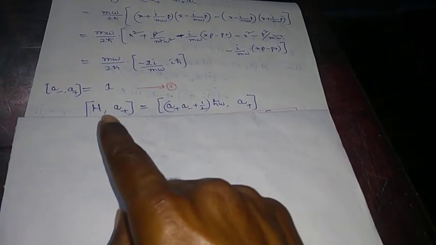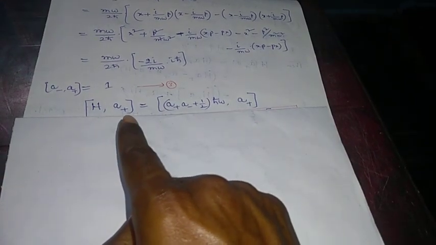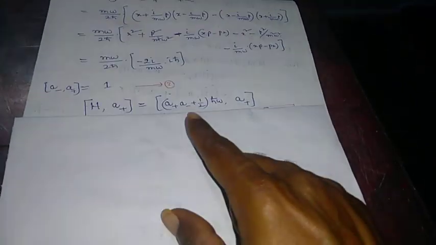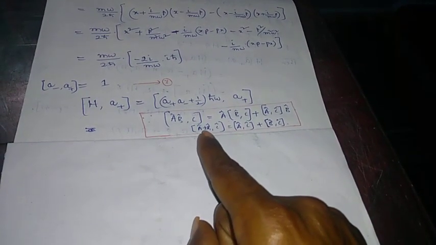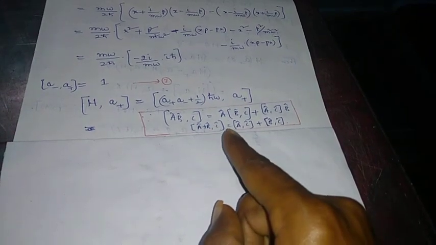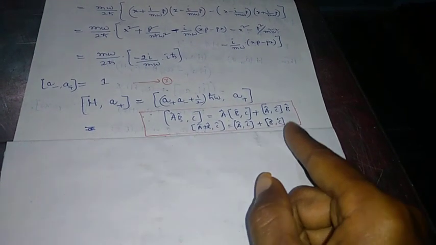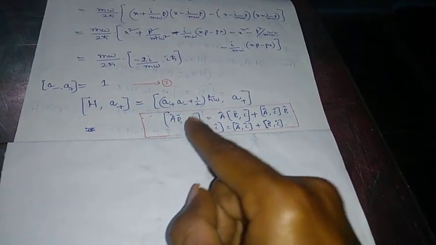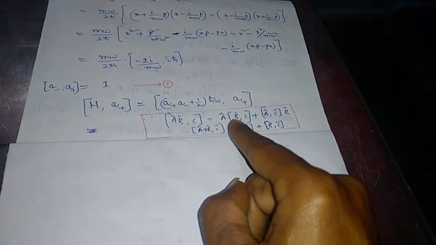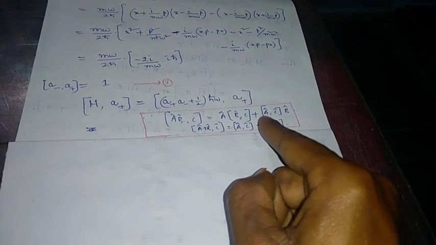We can also find the commutators of H with a plus, so we can substitute the value of H here, and we can make use of the fact that the commutator of a plus b with c is equal to a with c plus b with c, and in case it's a product, that is ab with c, then we can write a outside and b with c, and then a with c and b outside.